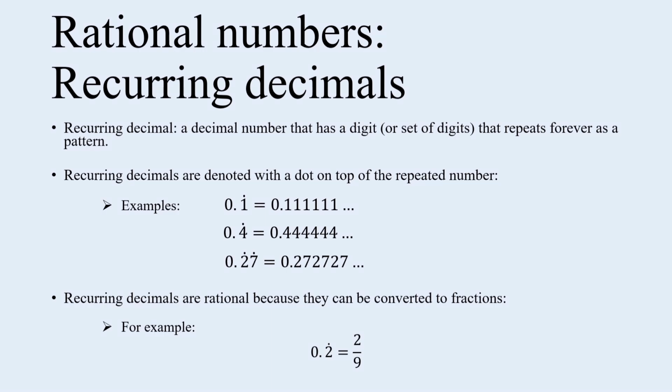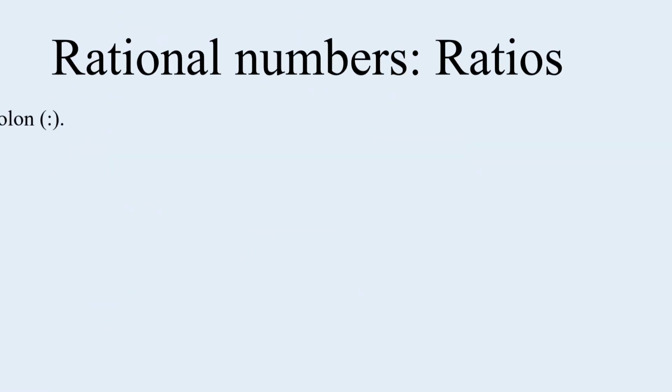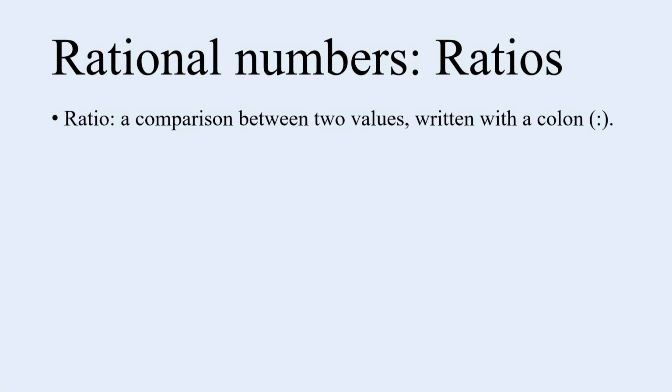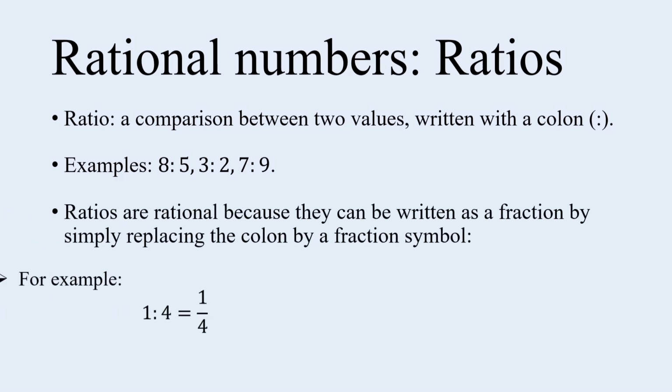Now let's move on to ratios. A ratio is simply any comparison between two values, written with a colon symbol. Examples of ratios include 8 to 5, 3 to 2, and 7 to 9. Ratios are rational because they can be written as a fraction by simply replacing the colon with a fraction symbol. So, for example, 1 to 4 is equal to 1 over 4.